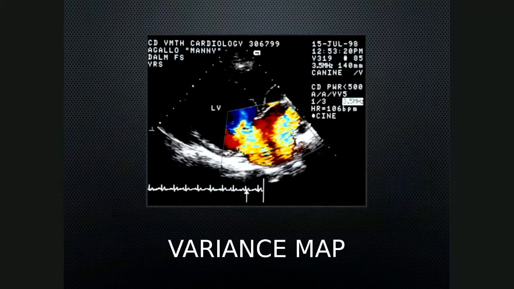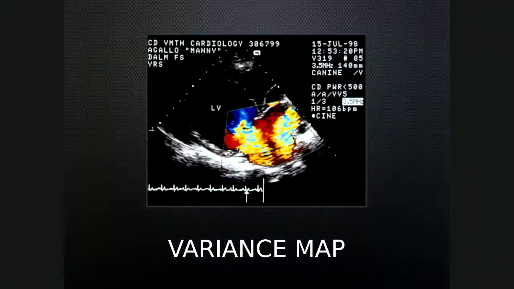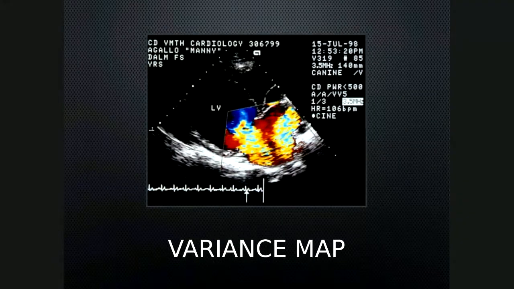And this is a variance map showing a leaking valve in a heart. This is a dog's heart, and there's a regurgitation jet, which you can see right here. This is a large regurg, which means it's reversing and it shouldn't be. And then there's one on the other side. So this poor dog has pretty leaky valves.